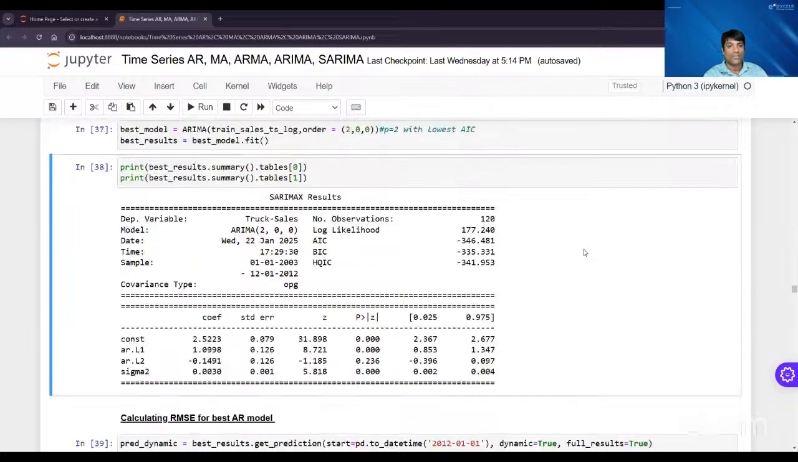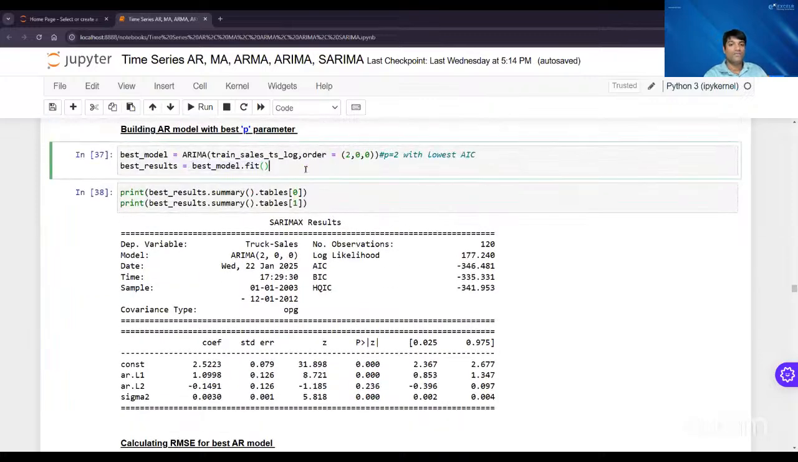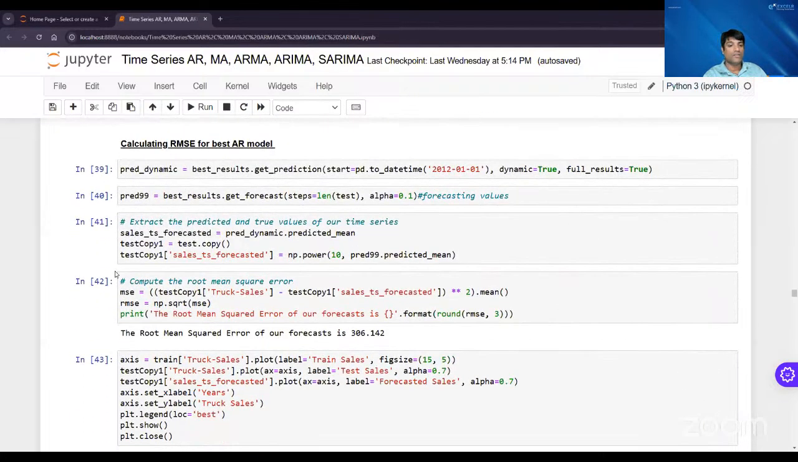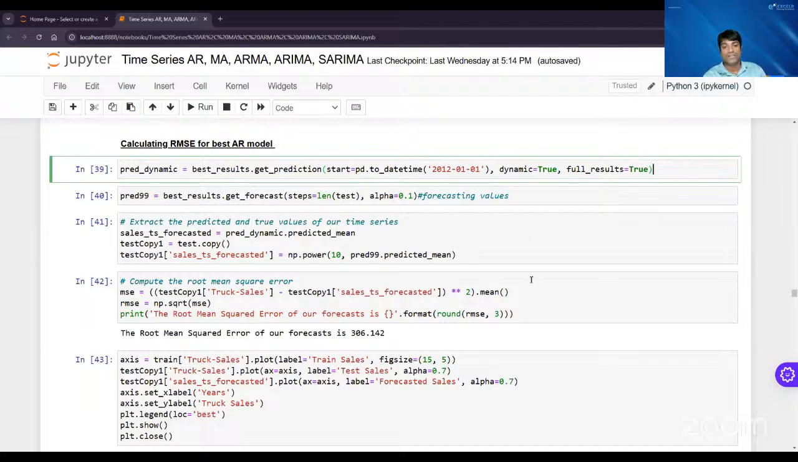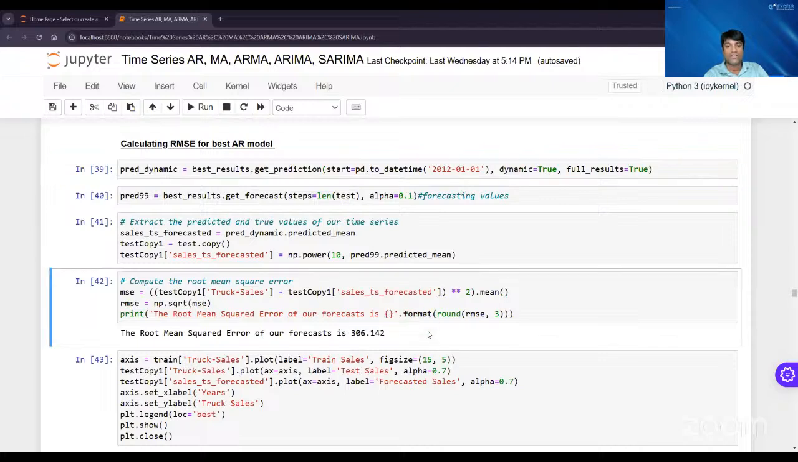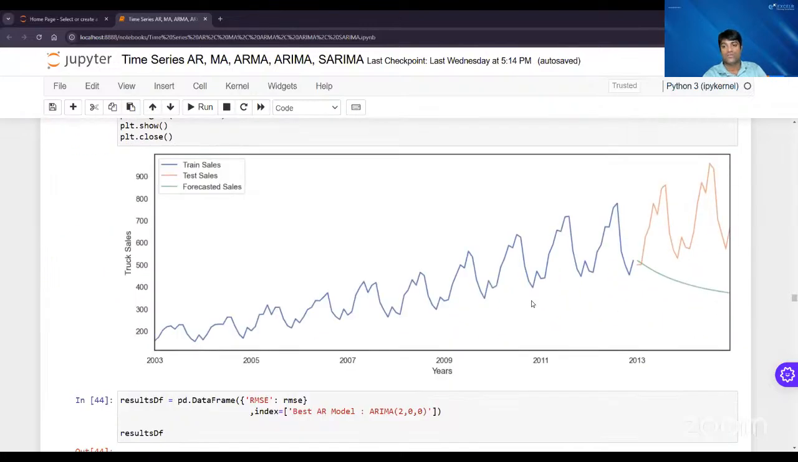So after the model has been built and we have got the output, the next thing we are trying to do is calculate the root mean square error for the AR model. For the auto-regressive model, we are trying to forecast the values and predict the possible error for the forecast, because the error is the difference between the true and predicted values. Here, when we see that the forecast error is around 306, it is a great error. It's a huge error.